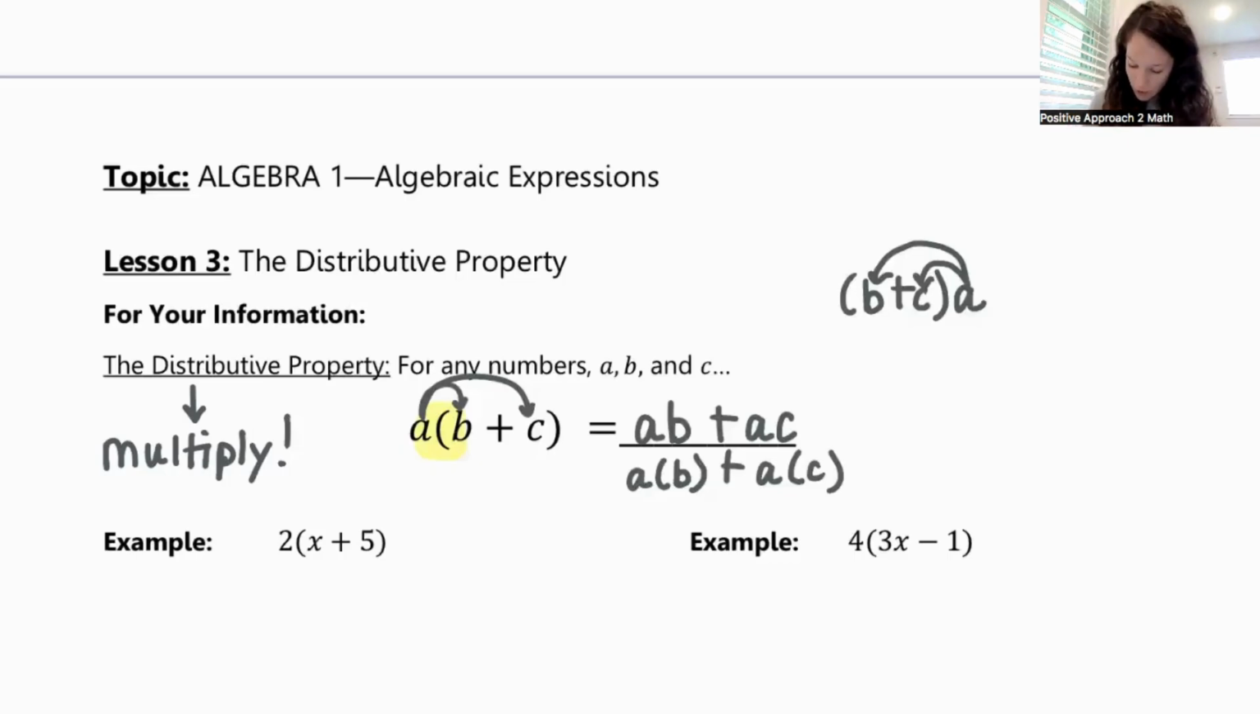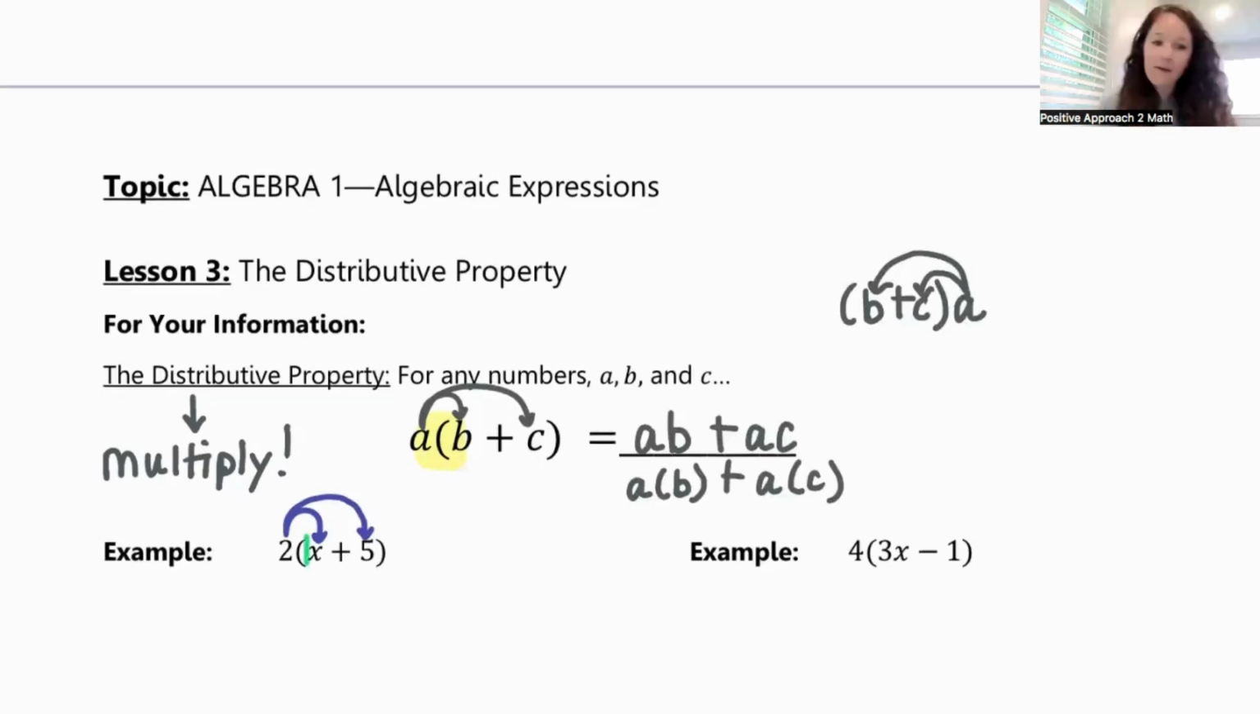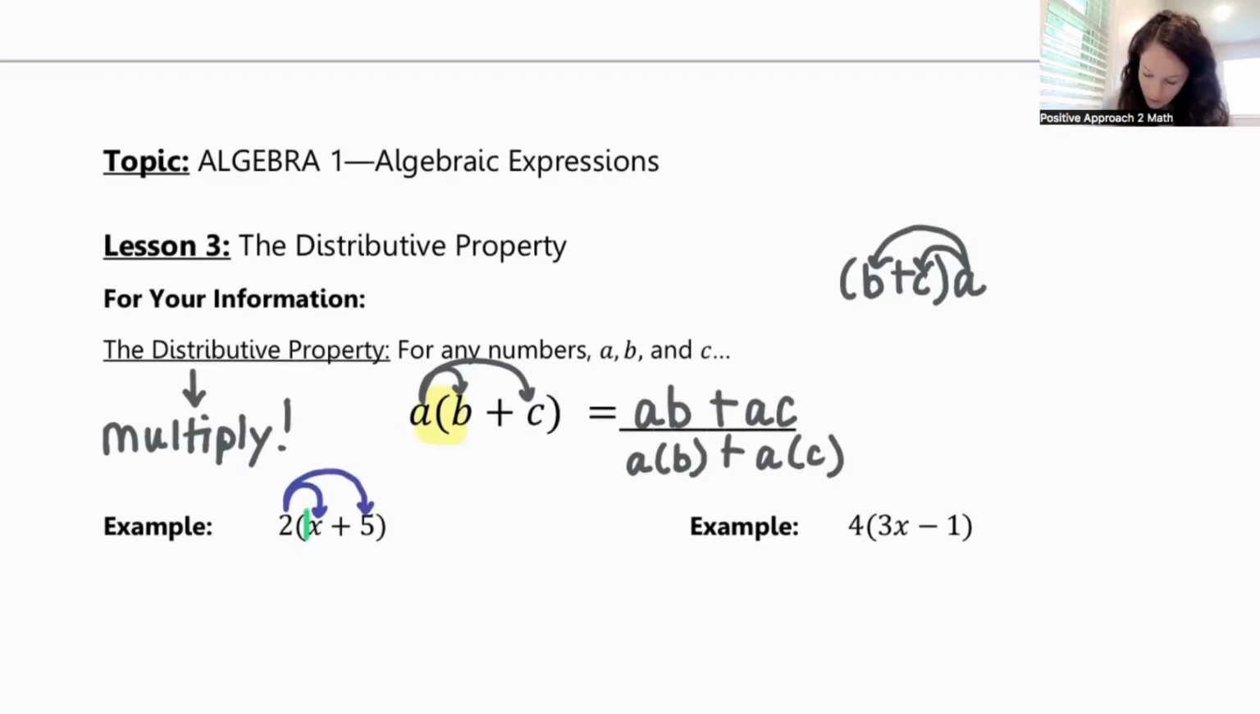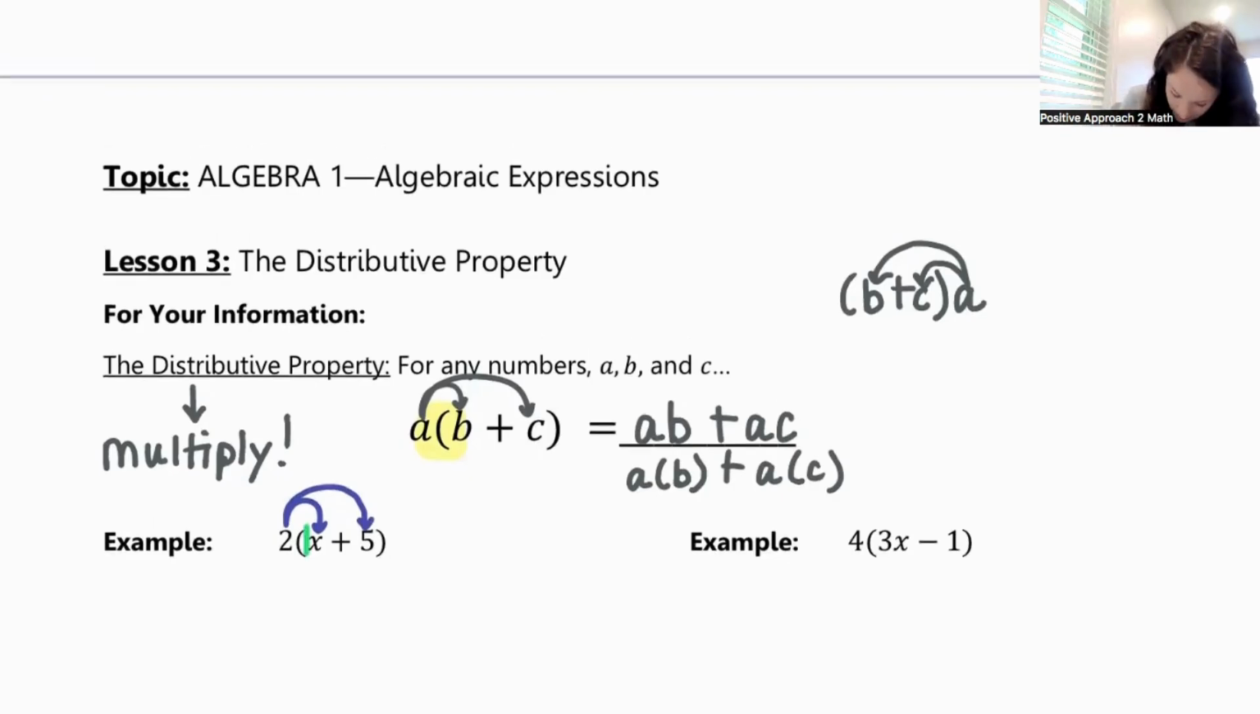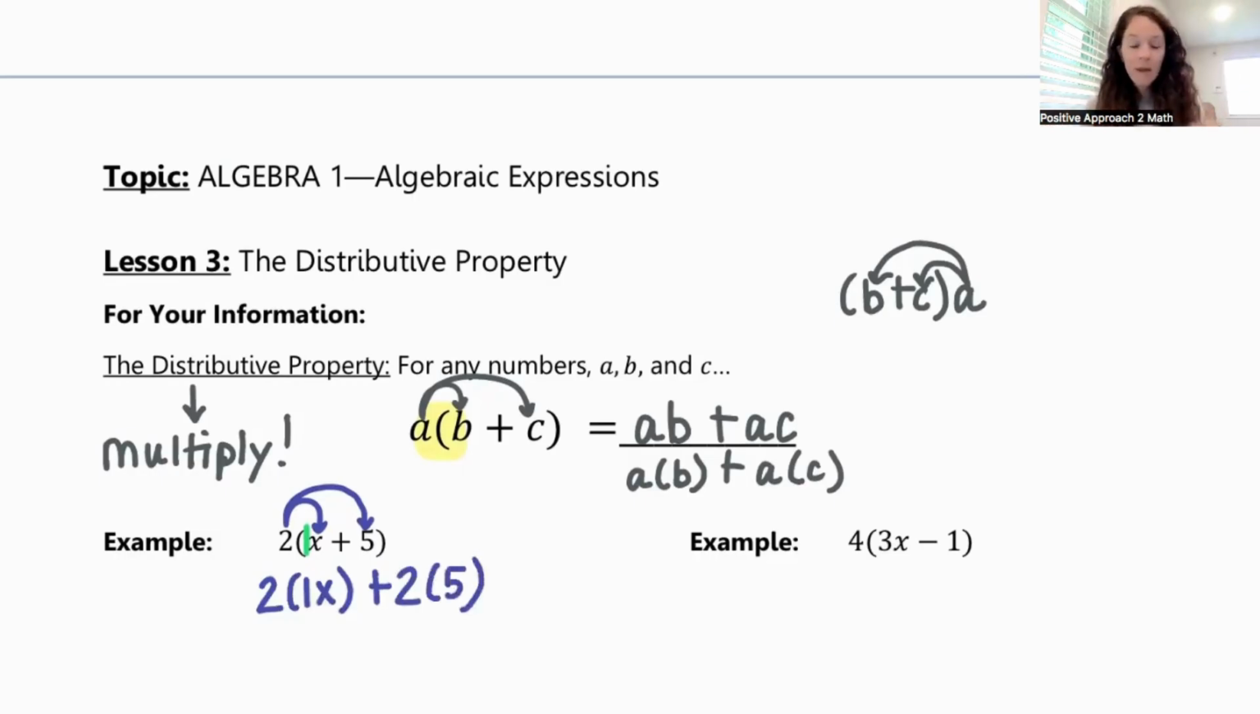Moving right along to our first example, we see a 2 on the outside of those parentheses. Nothing is separating the 2 from the parentheses, so that tells us we are multiplying. I'm going to distribute that 2 to this x, and I'm going to distribute that 2 to this 5. If it helps you, there is technically a 1 in front of that x. So what we're really doing here is 2 times 1x plus 2 times 5. If they wanted you to write out this step, that's how you would write it out. Eventually, you're not going to have to write it out.